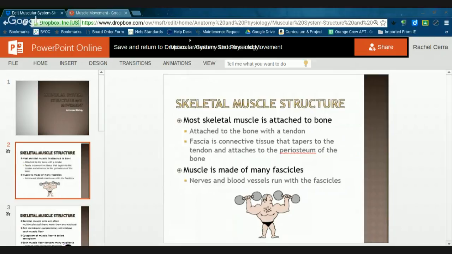So your muscle is going to be made out of many different little fascicles, kind of the fiber-like structures. And because you need to be able to control your muscle movement, and because it needs to move, your muscles are going to have nerves and blood vessels running parallel to it to give it that stimulation to tell it to move, or to give it the oxygen that it needs for the cellular respiration part.